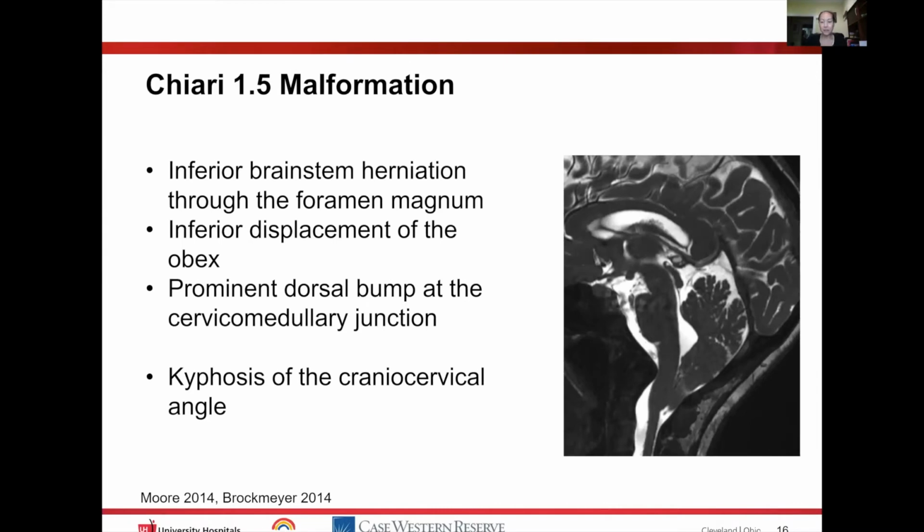So this is the classic Chiari 1.5 malformation. You see the pons, and you see this elongation of the entire medulla. And this is that medullary bump right at the base. You can see that the fourth ventricle itself is actually elongated and displaced down. This is our retroflex dens. So the foramen magnum is right here.